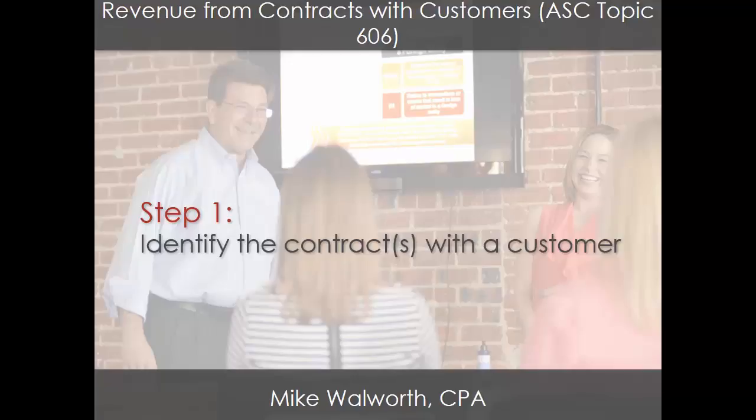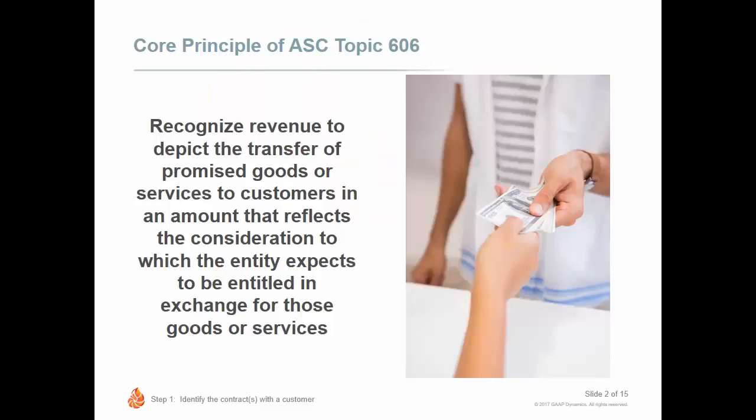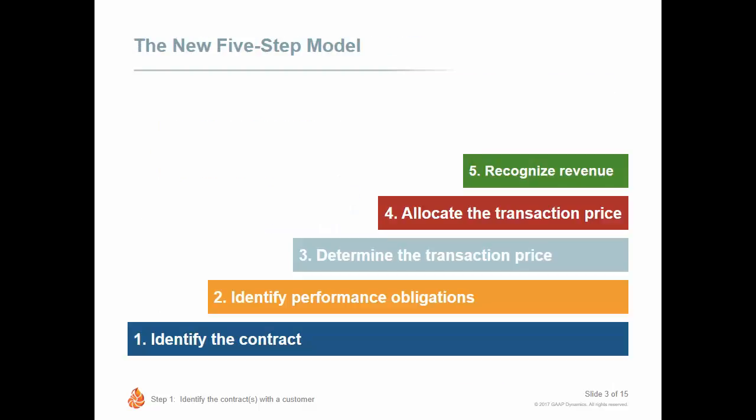In this edition of GAAP Chats, we'll take a closer look at Step 1 of the new Revenue Recognition Standard, ASC Topic 606, Revenue from Contracts with Customers. The core principle of ASC Topic 606 is that an entity recognizes revenue to depict the transfer of promised goods or services to a customer in an amount that reflects the consideration to which the entity expects to be entitled in exchange for those goods or services.